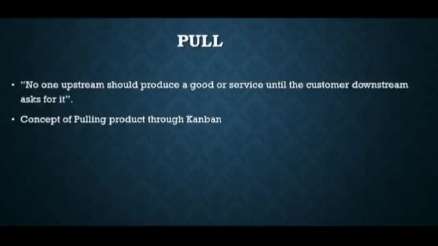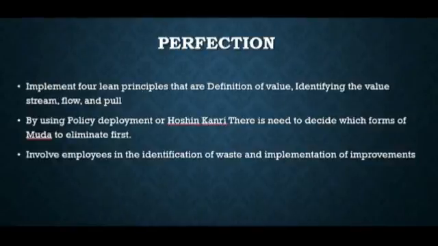The fourth principle is pull. It can be defined as: no one upstream should produce a good or service until the customer downstream asks for it. This means the customer can pull the product from you as needed, and products don't need to be built in advance or materials stockpiled, creating expensive inventory that needs to be managed, saving money for both the manufacturer and the customer. At each previous step, we have seen that there is a need to see the value stream, to see the flow of value, to see value being pulled by the customer.